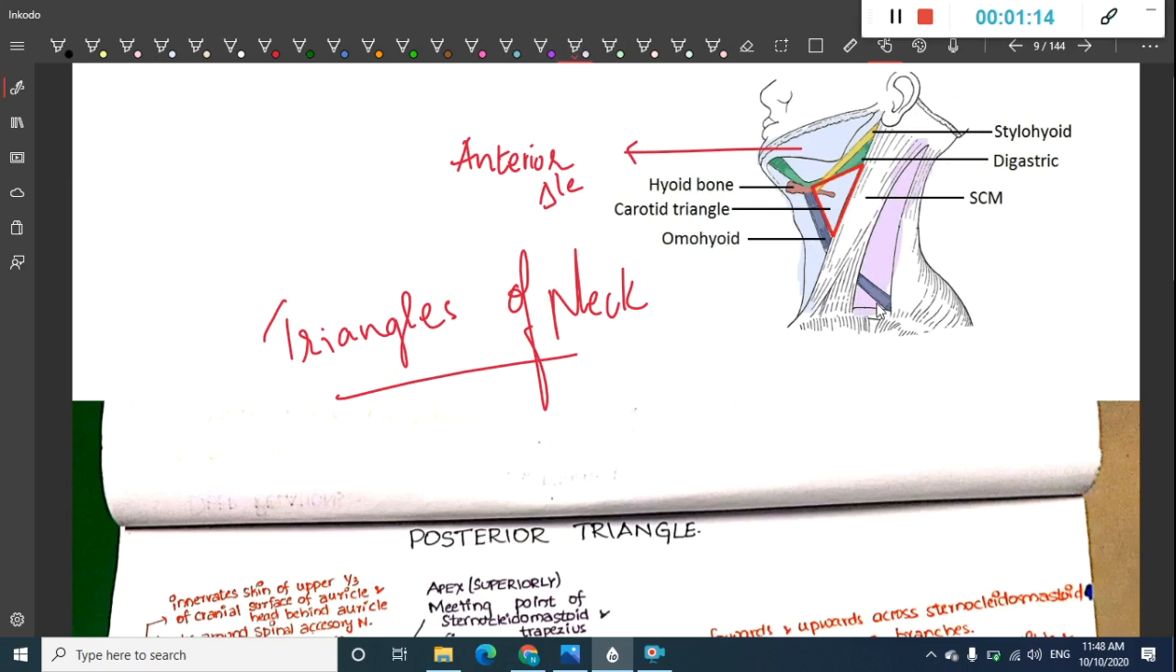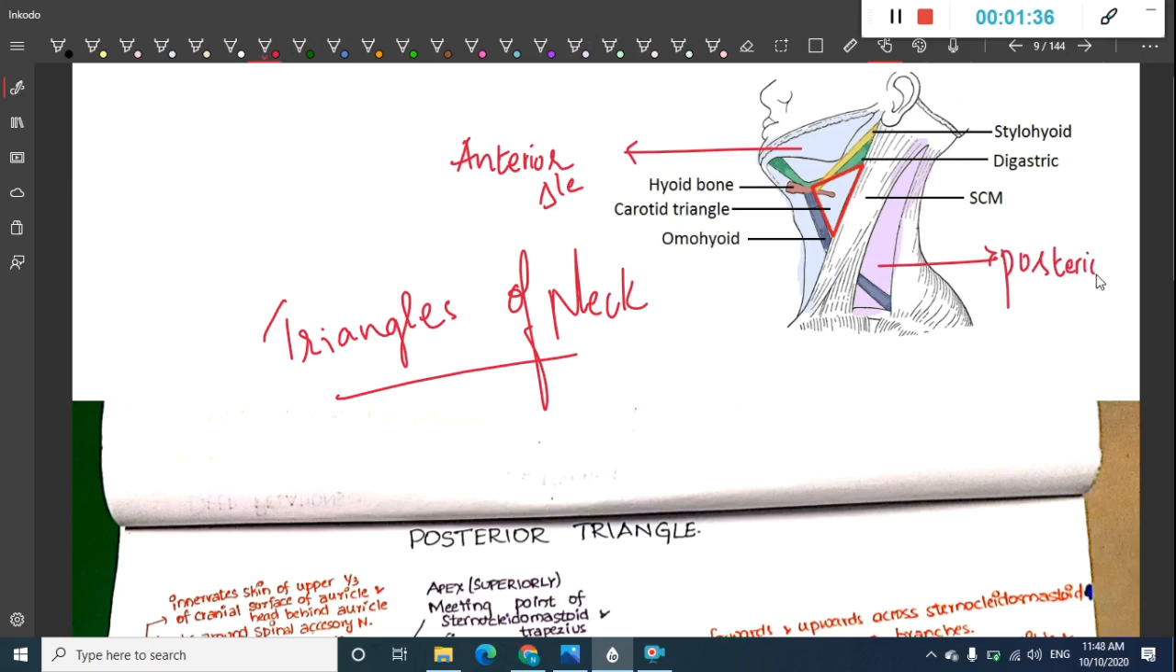Then behind the sternocleidomastoid we have one more triangle, which is called the posterior triangle. What is this posterior triangle? It is bounded anteriorly by the sternocleidomastoid, posteriorly by the trapezius muscle, below by the clavicle, and above by the meeting point of the sternocleidomastoid with the trapezius. This triangle is called the posterior triangle.